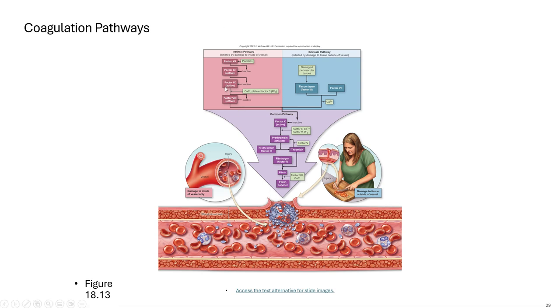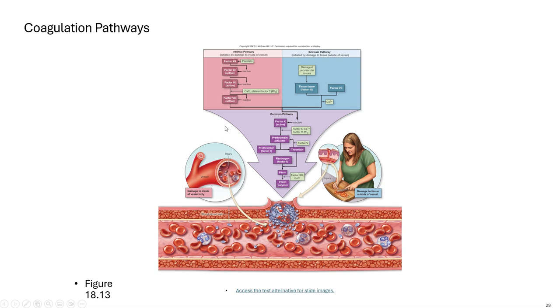So again, intrinsic pathway, extrinsic pathway. Again, pay attention to which factors are involved. So again, intrinsic 12, 11, 9, and 8. Extrinsic 3 and 7. Again, you have calcium involved with both. Remember, you need vitamin K for certain factors. And then they both end with the common pathway with factor 10, and then the common pathway begins with factor 10 and goes all the way till you create fibrin.